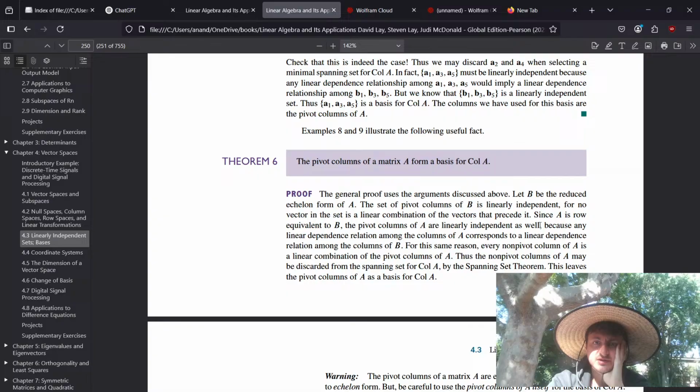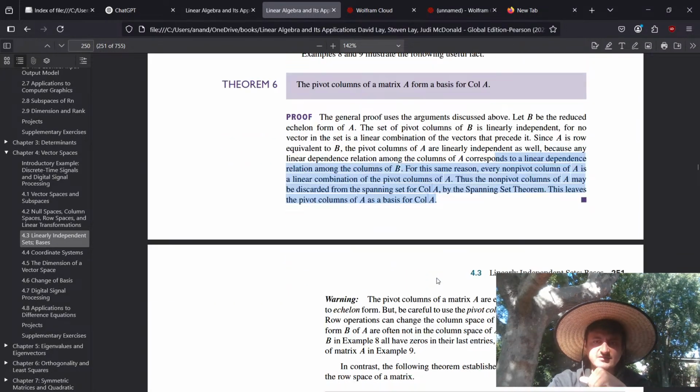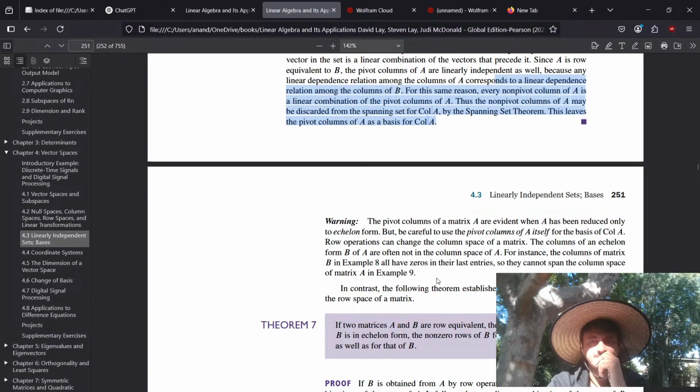Because any linear dependence relation among the columns of A corresponds to a linear dependence relationship among the columns of B. For this same reason, every non-pivot column of A is a linear combination of the pivot columns of A. Thus, the non-pivot columns of A may be discarded from the spanning set for Col A. By the spanning set theorem, this leaves the pivot columns of A as a basis for Col A. Okay.